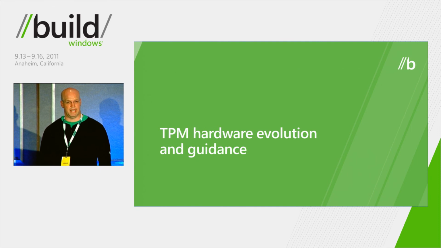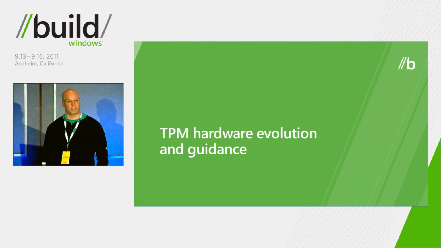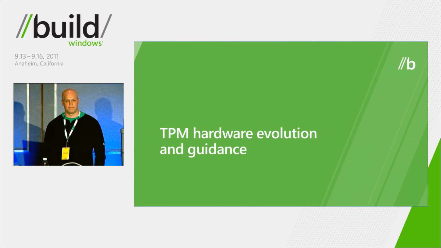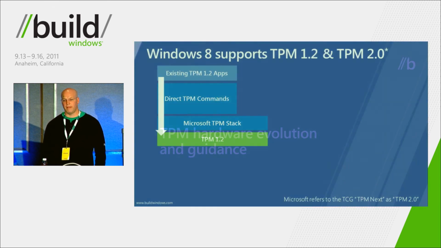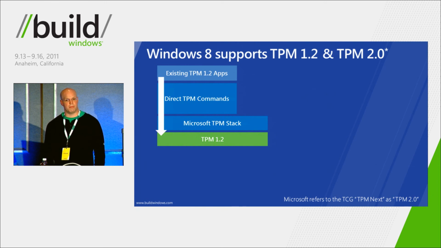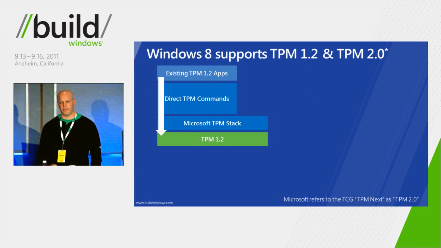The other thing we wanted to cover today was how we expect TPM hardware to evolve over time. So Windows 7 today supports TPM 1.2. There are existing TPM 1.2 applications out there. You're probably aware that the Trusted Computing Group is working on a TPM Next specification. Microsoft is calling that specification TPM 2.0 as opposed to TPM Next. If you have a Windows 7 TPM 1.2 application, it's probably sending direct TPM 1.2 commands to the device and getting responses back and dealing with those. This is the type of stack you're using.